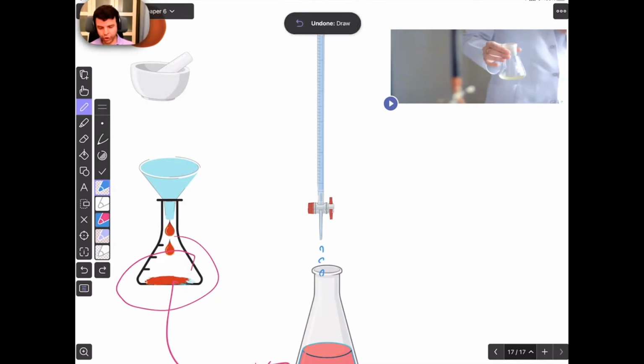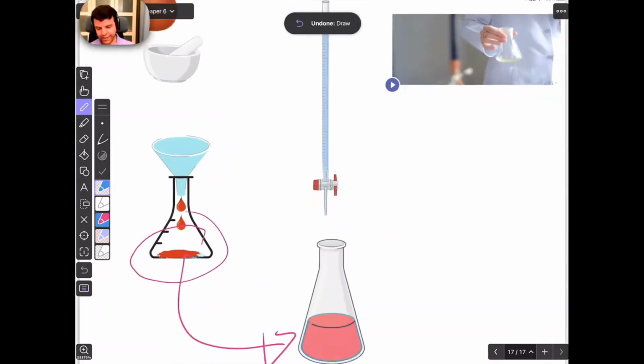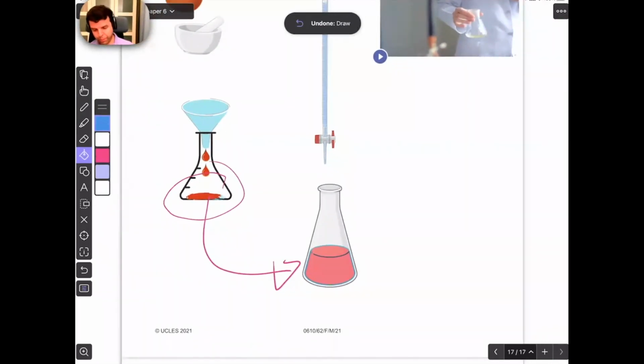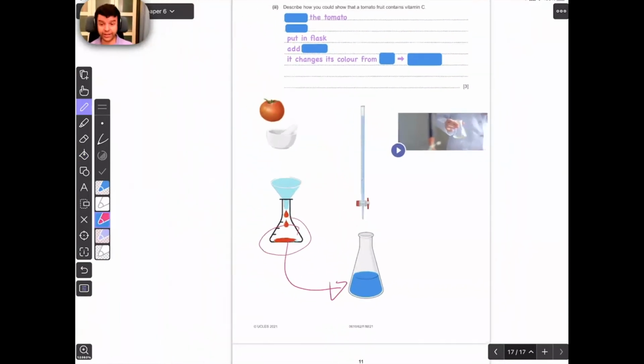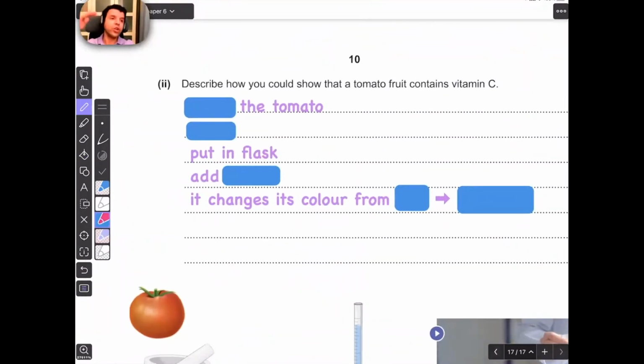Okay? So you could do this either way. You could take the DCPIP and put it at the bottom here, and drop the tomato juice from the burette on top. So that's one option. Or you could do it the other way. So either way, you would notice that the color is changing. And again, you don't need to measure the volume. You don't need to find the concentration.